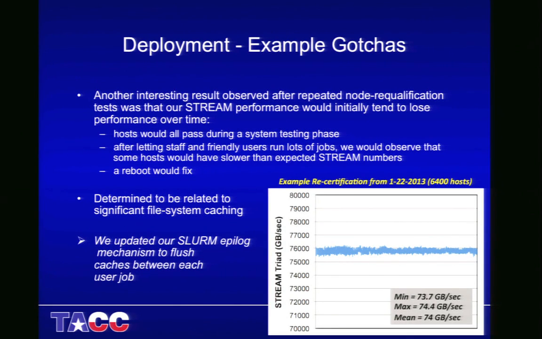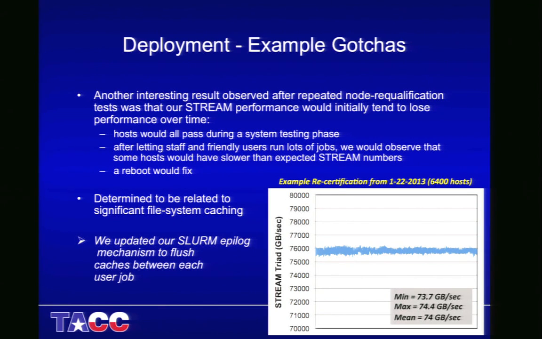Another interesting gotcha we had was a case where we do a lot of recertification every time we run on the system, and when running STREAM, we noticed that the performance was getting slower and slower, and it only happened after the nodes were up for a long time. You could reboot them and everything would be fine. Once we finally clued into this, it was determined that it was just related to file system caching. We'd seen this kind of behavior before, but not at this level.